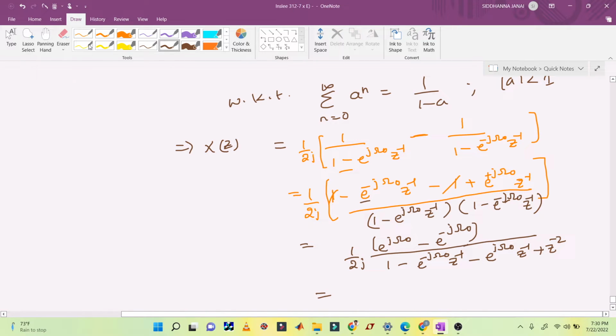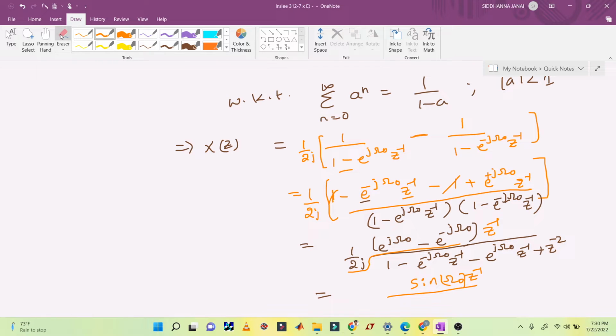So first let me consider this term. What is this? E to the power j theta minus e to the power minus j theta, 1 by 2j. This corresponds to sine of omega naught. Did I forget to write z inverse? Correct, z inverse was there in this, so that is common. I can write it here. Or let me make it clear. Z inverse into would be better.